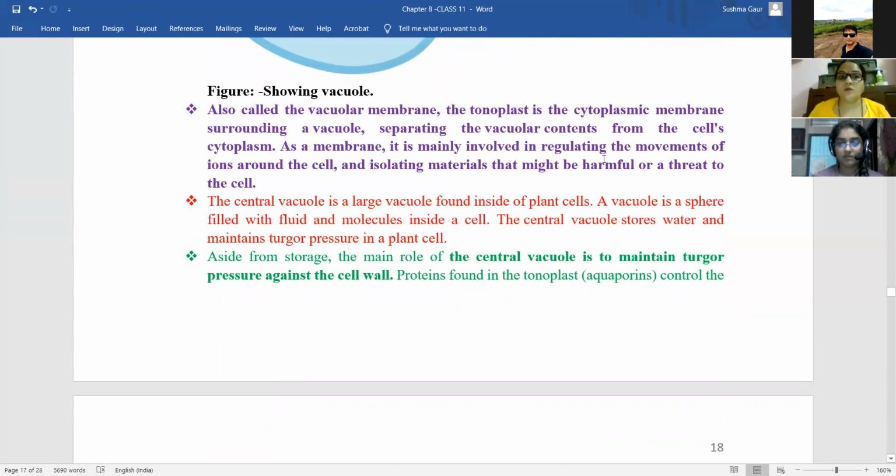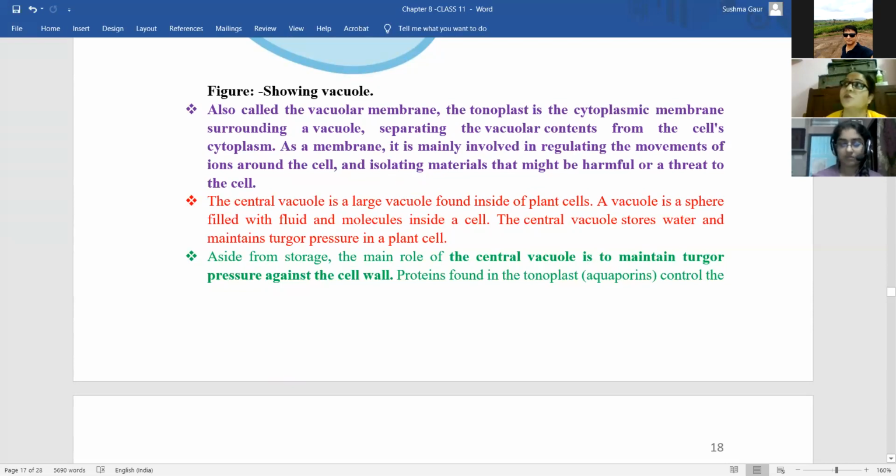Okay, so vacuolar membrane, that is tonoplast, is the cytoplasmic membrane that surrounds the vacuole. So this is the definition of tonoplast. If someone asks you what is tonoplast, then you have to tell it is the outer membrane of the vacuole. It is separating the vacuolar contents from the cell cytoplasm. As a membrane, it is mainly involved in regulating the movement of ions in and out of the cell and isolating materials that might be harmful for the cell.